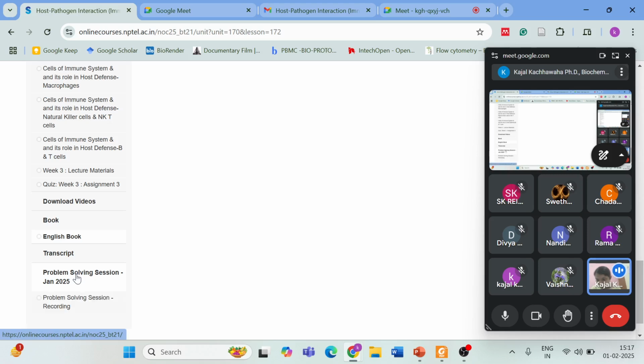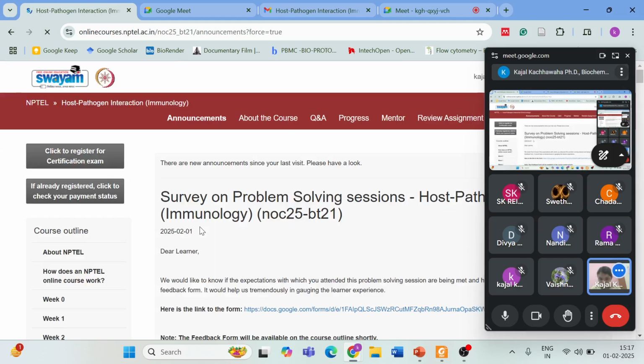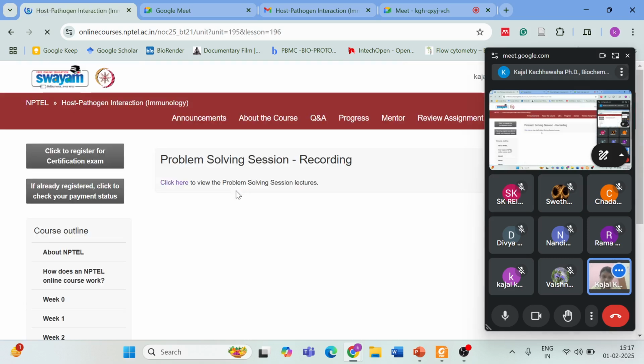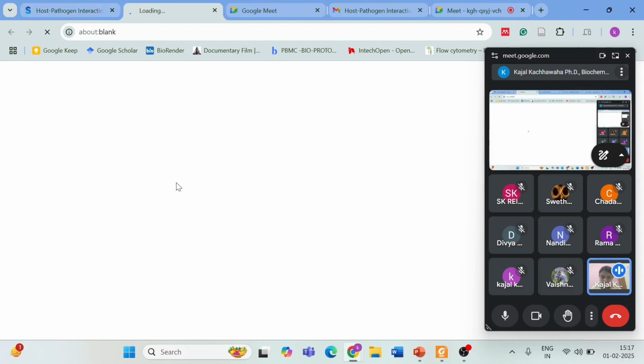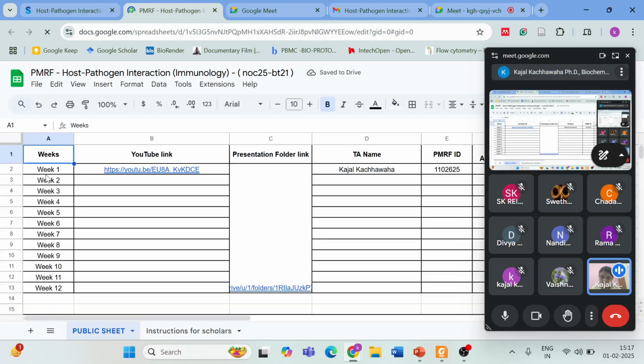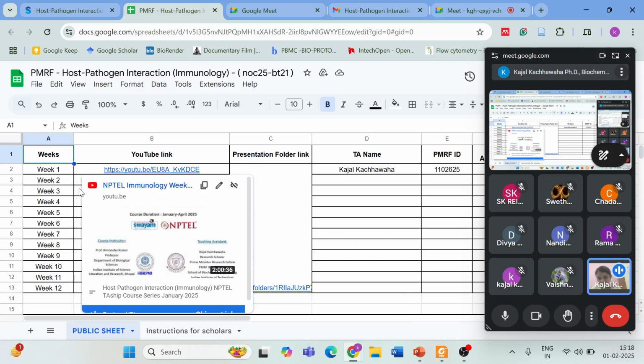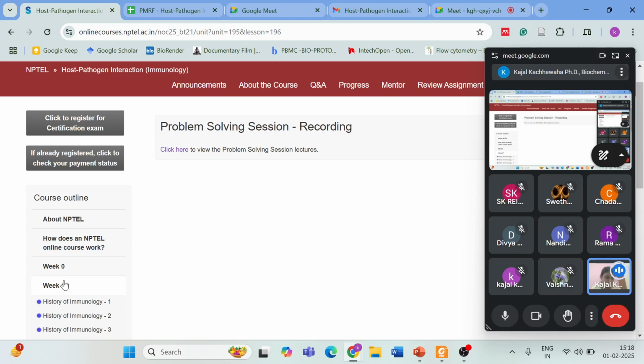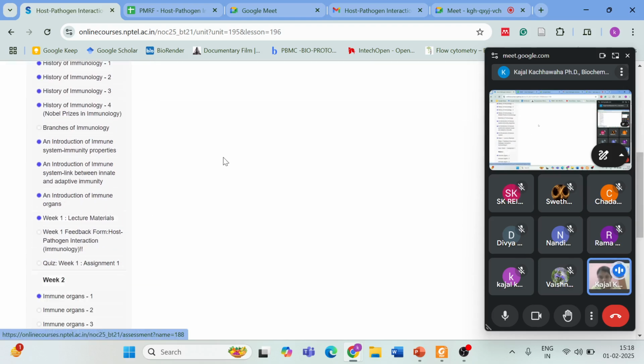So from here, the problem solving session January 2025, you can get the recording session. From this recording session, you will get this Excel sheet. Here you can get the YouTube link for week 1, and here is a Google Drive folder. From here I will be uploading the presentations, the PPT which I am showing in the class. So from here you can get the YouTube links for the recorded sessions for all the weeks from week 1 to week 12, and in this Google Drive folder, you can get the presentation. This is at the same place from where you are getting your weekly assignments. I think you can see the same interface when you open it from the email. You might be getting the link.